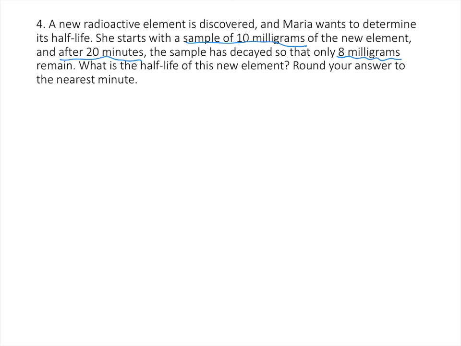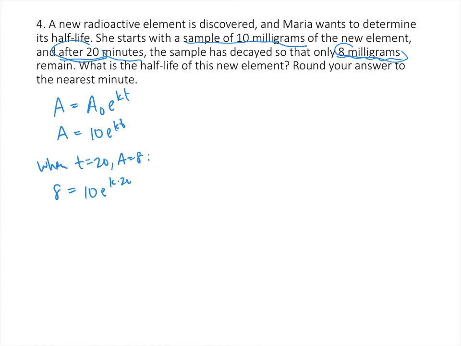The first thing we need to figure out is our decay constant. We start with our standard model, A equals A naught e to the kt. The initial amount is 10, so A equals 10 times e to the kt. After 20 minutes, we have 8 milligrams, so when t equals 20, the amount equals 8. Putting that in, we get 8 equals 10 times e to the k times 20. Dividing both sides by 10, we get 0.8 equals e to the 20k. Rewriting in log form, natural log of 0.8 equals 20k, and dividing both sides by 20 gives us the natural log of 0.8 divided by 20.